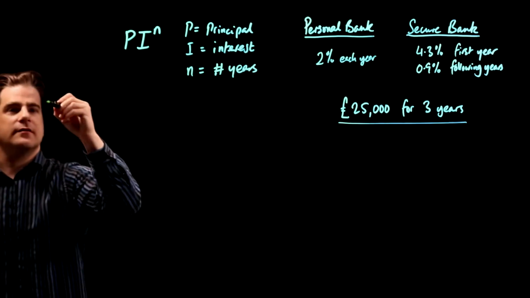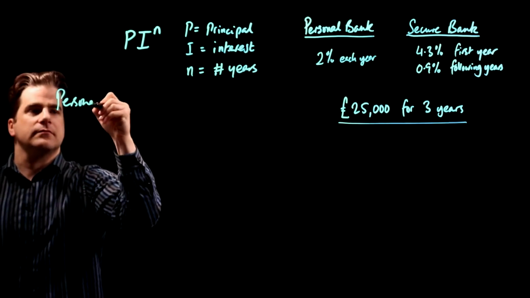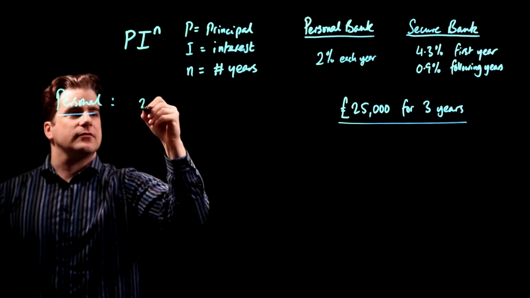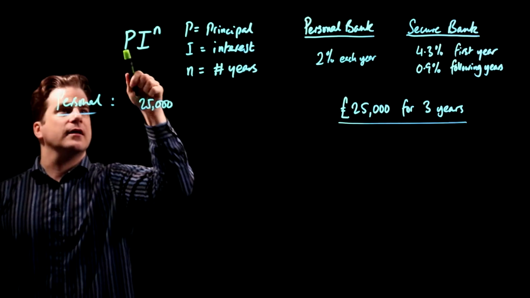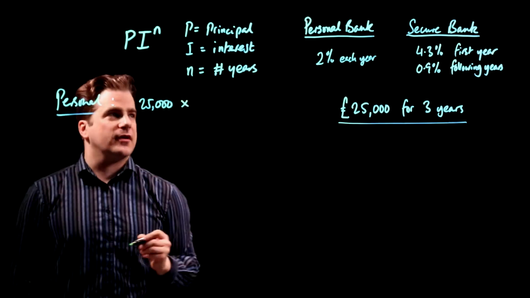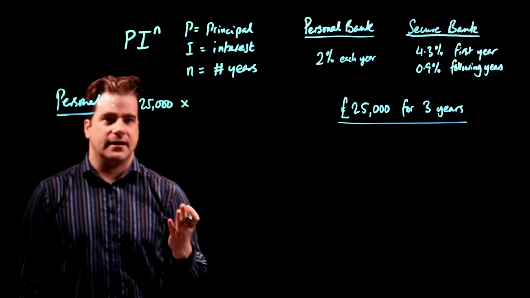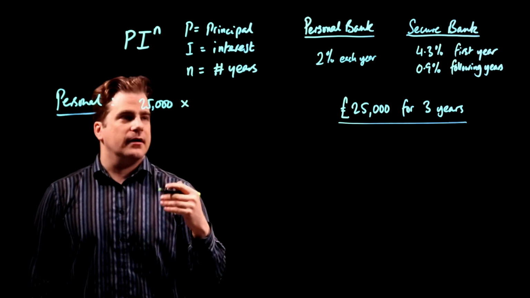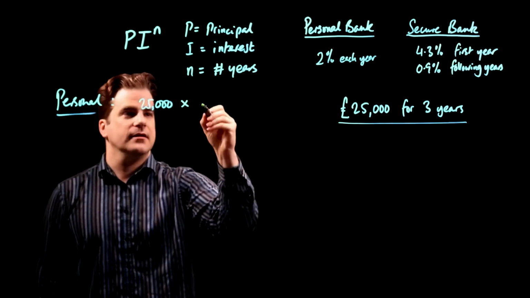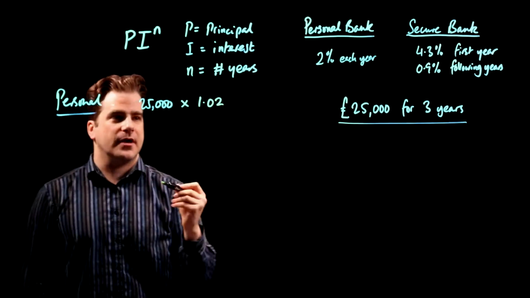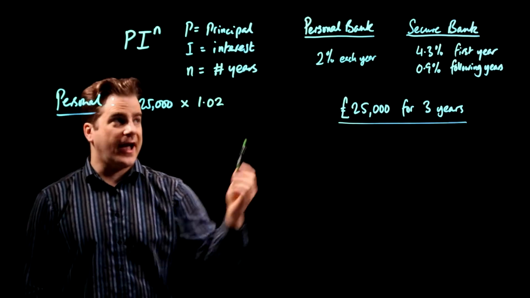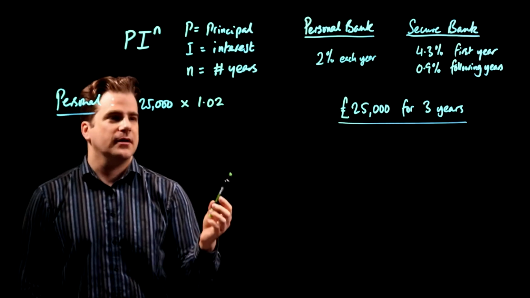Right, let's do it here. So personal. Principal is 25,000. The interest is 2%, so we multiply by the interest, 2% expressed as a decimal. Yes, it's 0.02. However, you have to add 1. So it's 1.02.